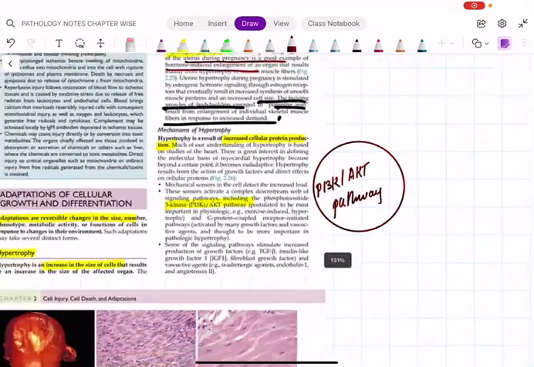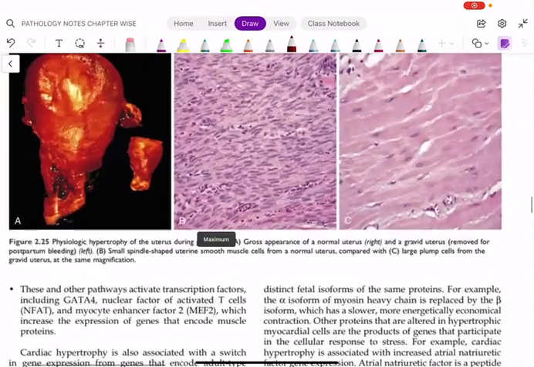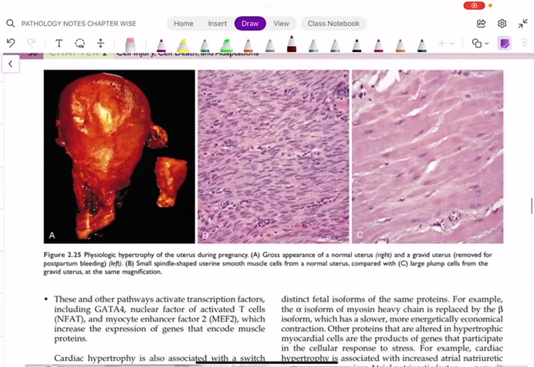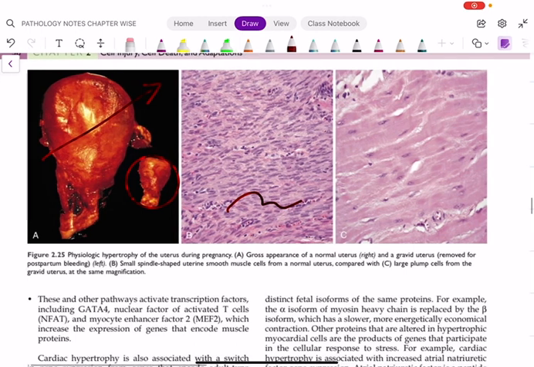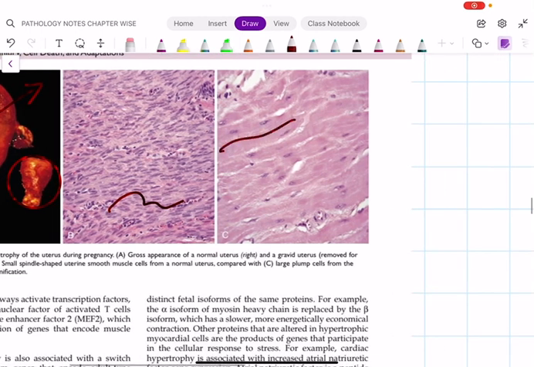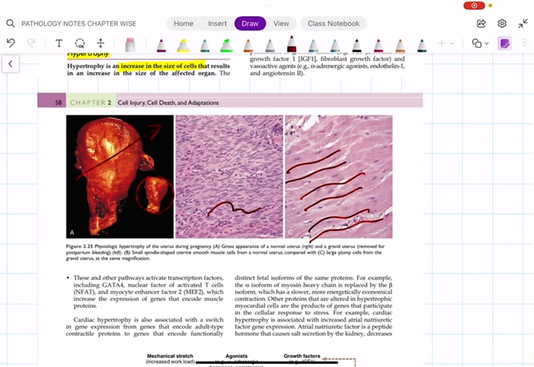PI3 Akt pathway. Fine. You can see here, this is the normal uterus, and this is the physiological hypertrophy of the uterus during pregnancy. Am I right? Yes. This is again the normal uterus under histopathology or microscopy. And here you can't appreciate whether it is a uterus. The cells are elongated. This is again the microscopic appearance of physiological hypertrophy of the uterus. Fine.